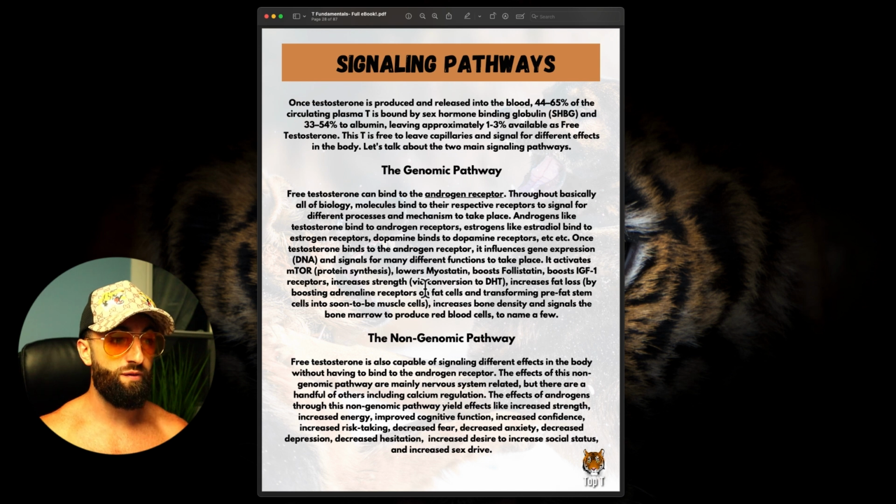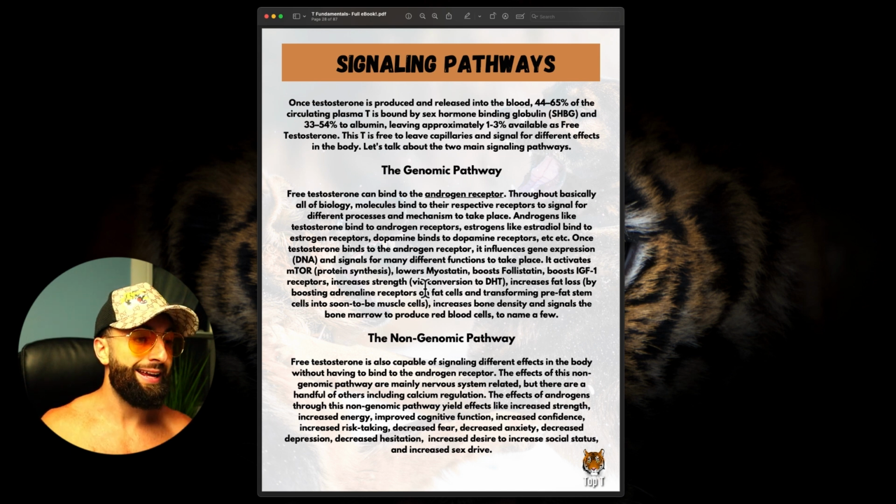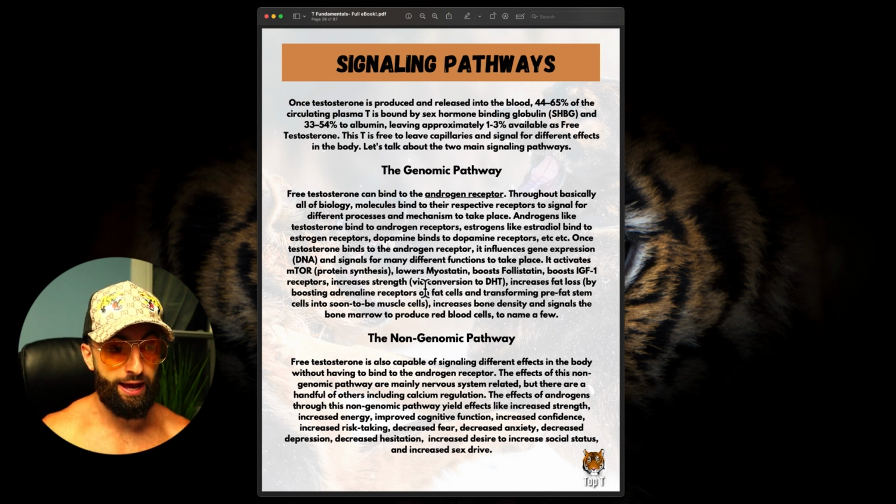Throughout basically all of biology, molecules bind to their respective receptors to signal for different processes and mechanisms to take place. Androgens like testosterone bind to androgen receptors, while estrogens like estradiol bind to estrogen receptors, and dopamine binds to dopamine receptors, etc. Once testosterone binds to the androgen receptor, it influences gene expression and DNA and signals for many different functions to take place.